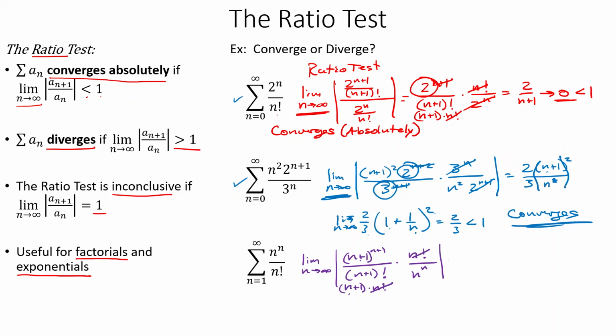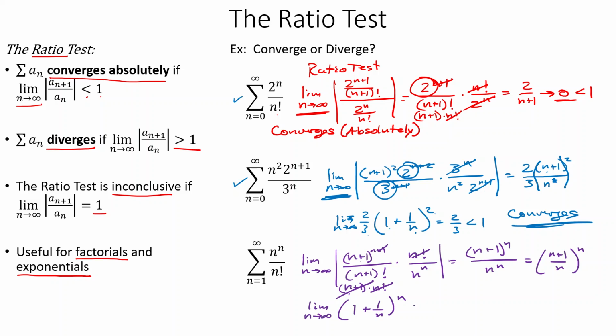Well, one of these n plus 1s could cancel out with one of those n plus 1s. This is n plus 1 to the n plus 1. So we get n plus 1 to the n over n to the n. Or we could say this is n plus 1 over n, to the n, which is, doing the division here, 1 plus 1 over n, to the n, the limit as n goes to infinity.